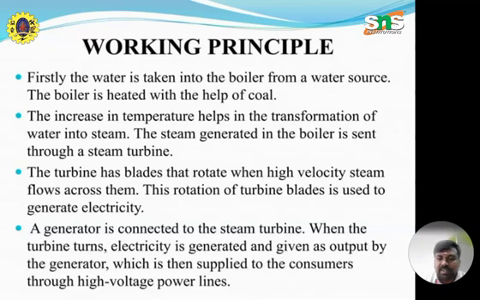The steam generated in the boiler is sent through a steam turbine. The turbine has blades that rotate when high velocity steam flows across them. This rotation of turbine blades is used to generate electricity. A generator is connected to the steam turbine. When the turbine turns, electricity is generated and given as output by the generator, which is then supplied to the consumer through high voltage power lines.